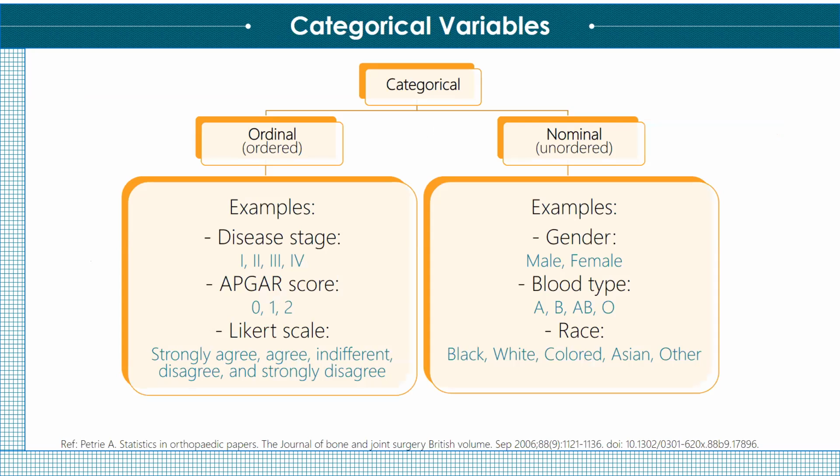So firstly, let's talk about categorical variables. Now, these can either be ordinal or nominal. Ordinal, or ordered, categorical variables have order, such as disease stage 1, 2, 3, 4, Apgar scores, and even a Likert scale. Whereas nominal categorical variables include examples such as gender, blood type, and race.